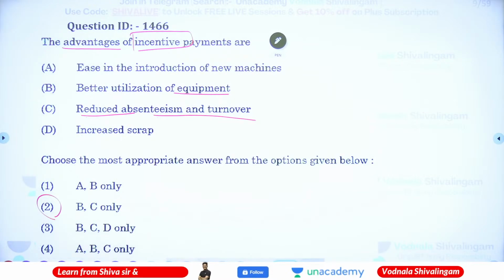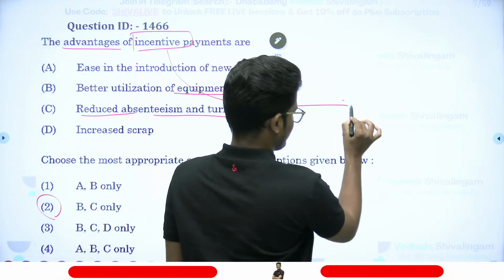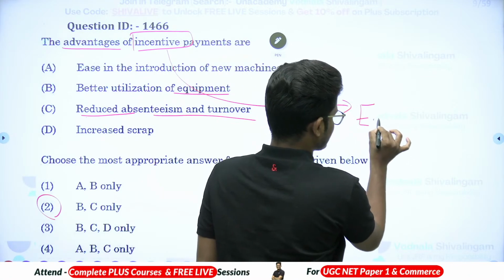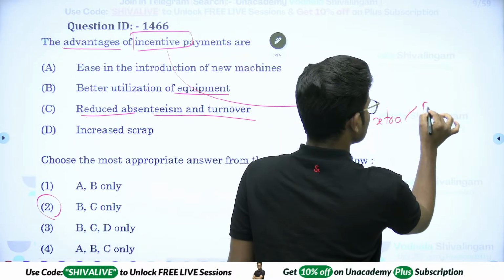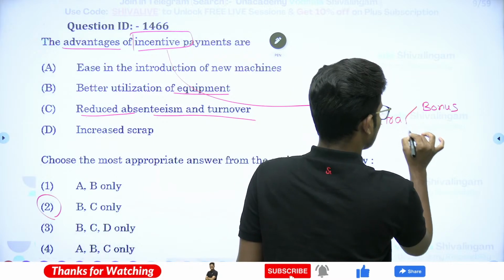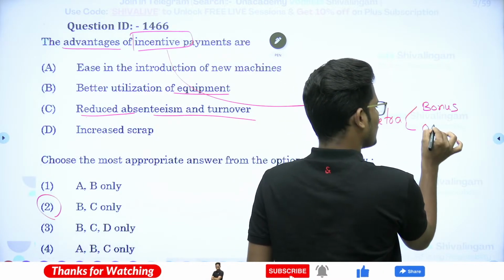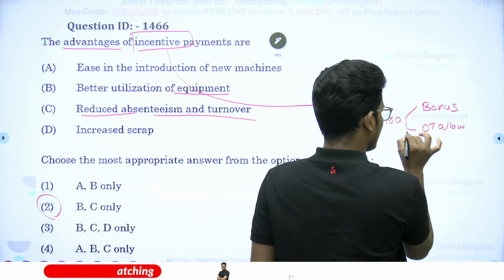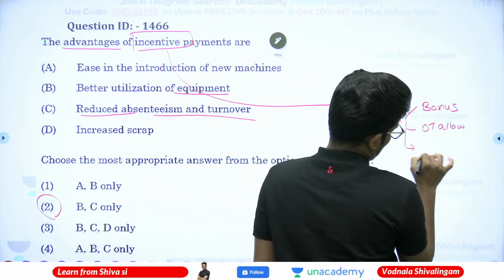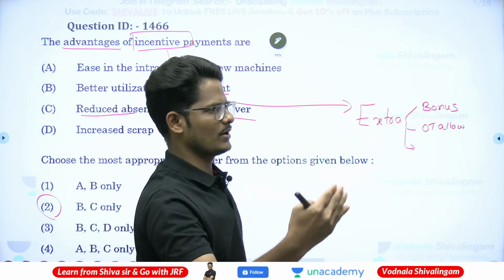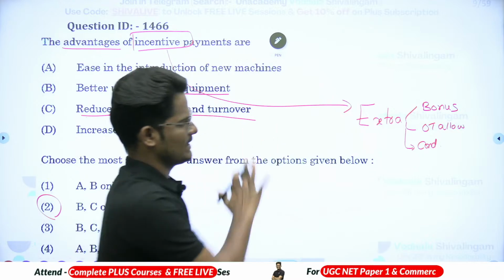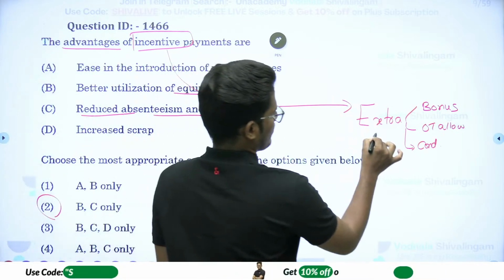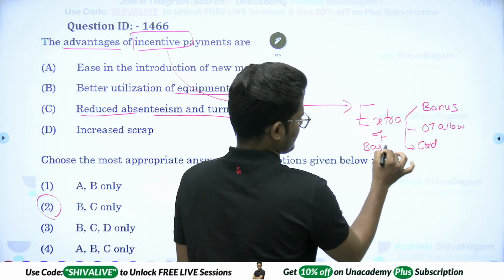Why? What does better usage of the equipment mean? First, let me define what incentive means. Incentive means something extra to the basic payment. Correct? Something extra. It is like a bonus, or like an overtime allowance, and conditional payments, like after meeting a certain number of targets, then those conditional payments will be there. So those are all called incentives, something extra on the basic payment.